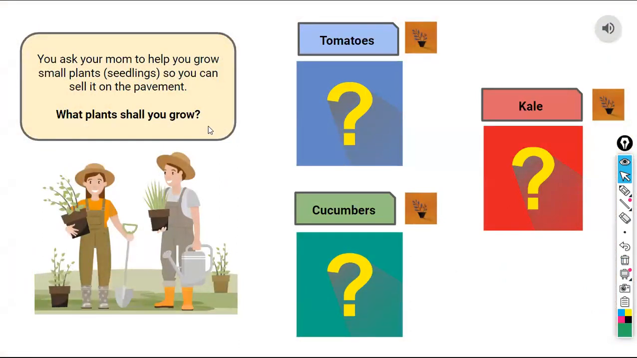All right, go guys. So you have another business plan. So you go back to your house and you ask your mom to help you grow plants, small plants like seedlings. She agrees and says, all right, let's start a small business together. What do you all want to grow and sell? Tomatoes, cucumbers, or kale? What do you think is a good idea for a small business? A lot of people are going with those cucumbers.